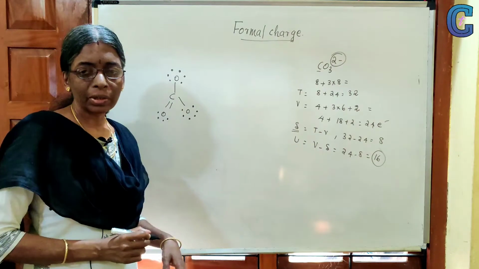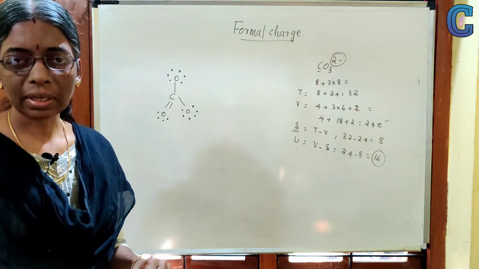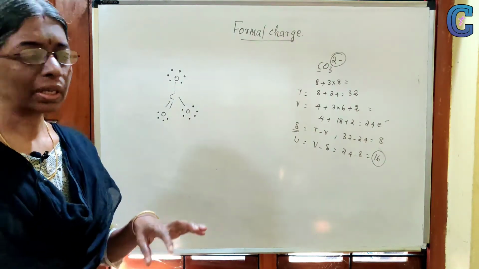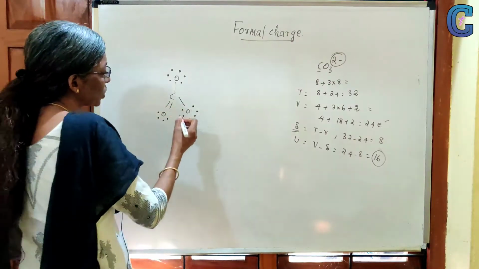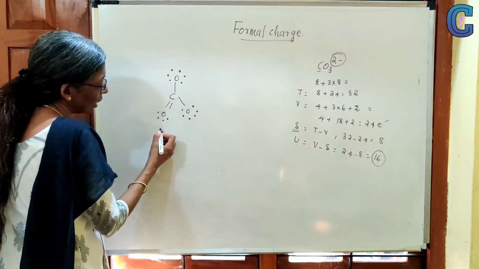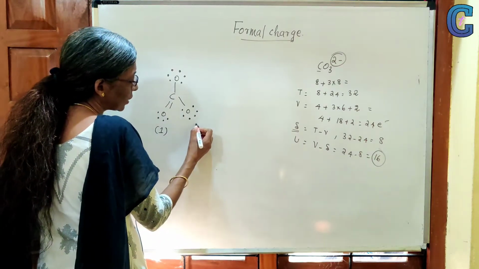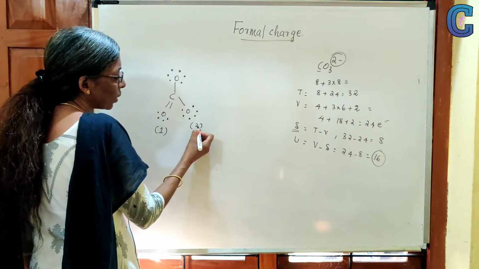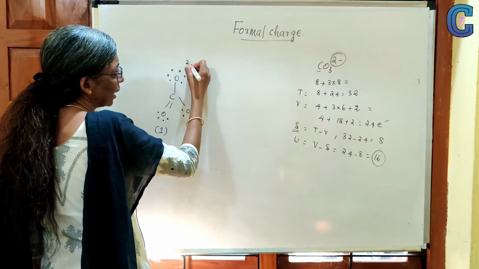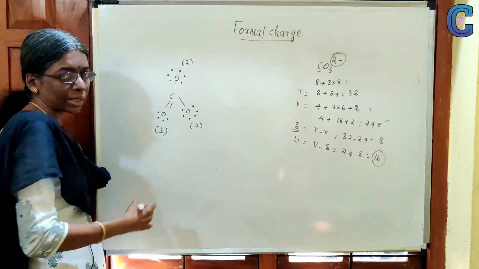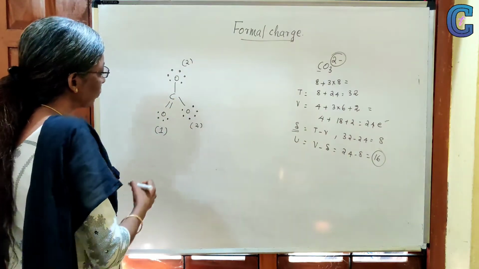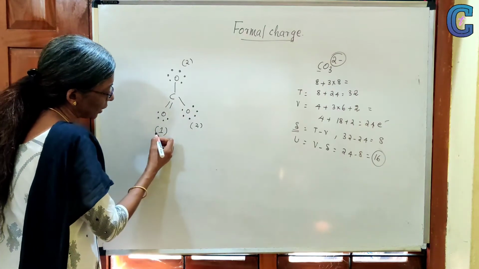See here, we are going to see the formal charge for each atom in the carbonate ion. So first one, this is different. This is oxygen 1. This is oxygen 2. This oxygen and this oxygen, they are in the same surrounding, same set of electrons. So first let us see the formal charge for this one.